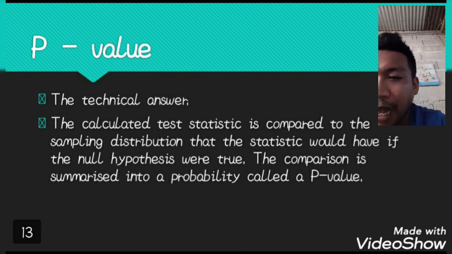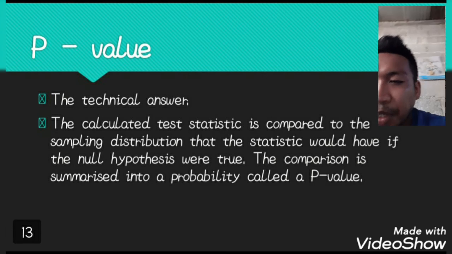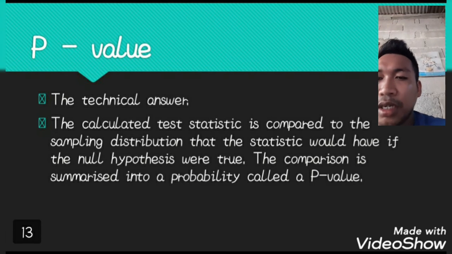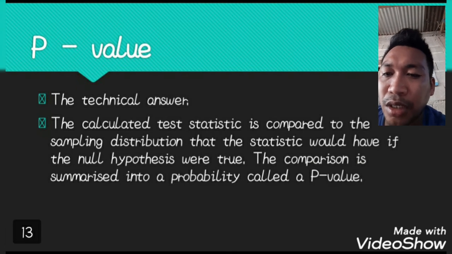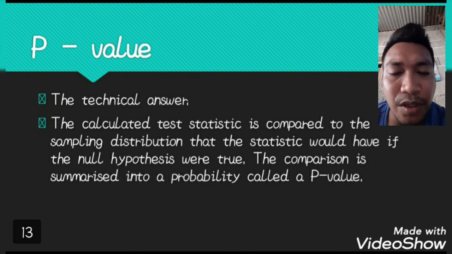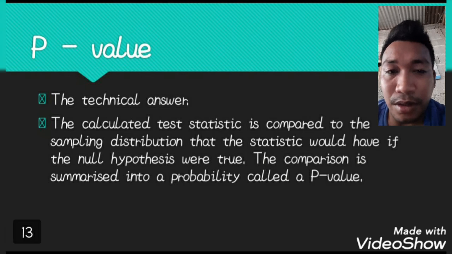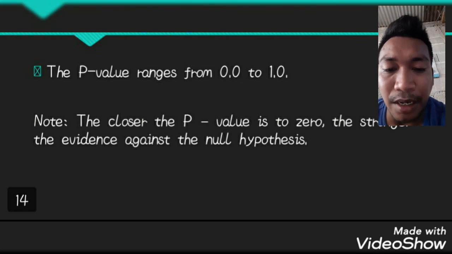P-value, the technical answer. The calculated test statistic is compared to the sampling distribution that the statistic would have if the null hypothesis were true. The comparison is summarized into a probability called a p-value. So let's move to the next topic.